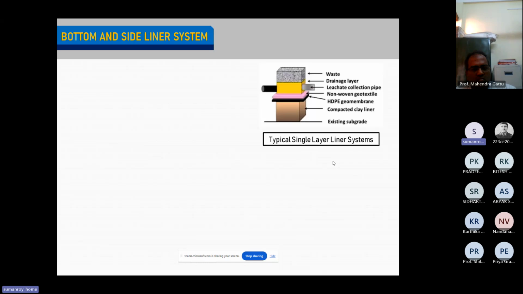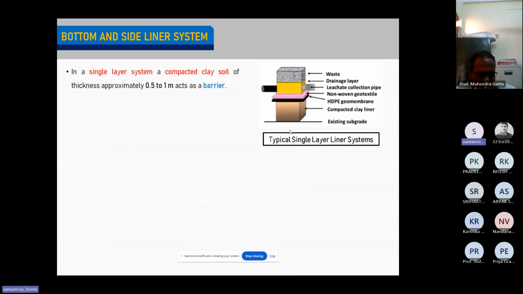Now, this is how the schematic of a single liner system typically looks. You have this brown colored thing called the compacted clay liner, the height of which generally varies from 0.5 to 1 meter. So it's not that thin, it is comparatively thick in nature. Its main job, as I said earlier, is to prevent the flow of the leachate. Then, as I've said, you have a geomembrane followed by a layer of geotextile. Then you have the leachate collection system, then the drainage layer, and the gray colored waste at the top.